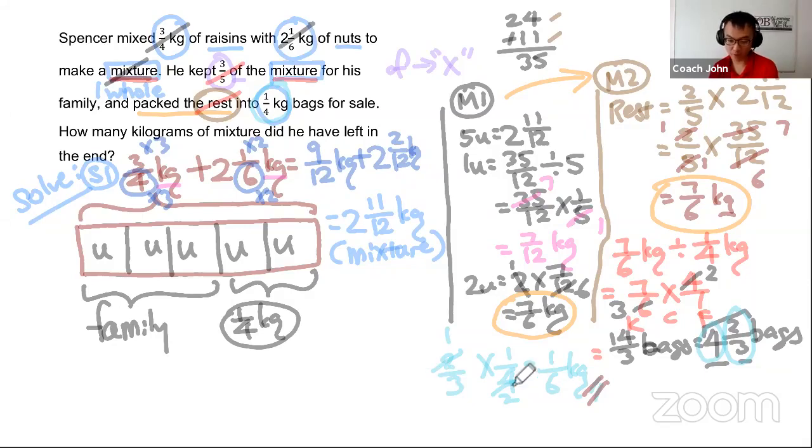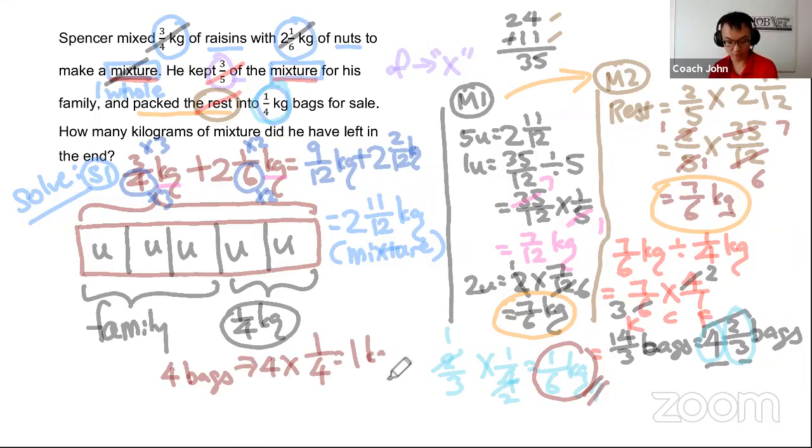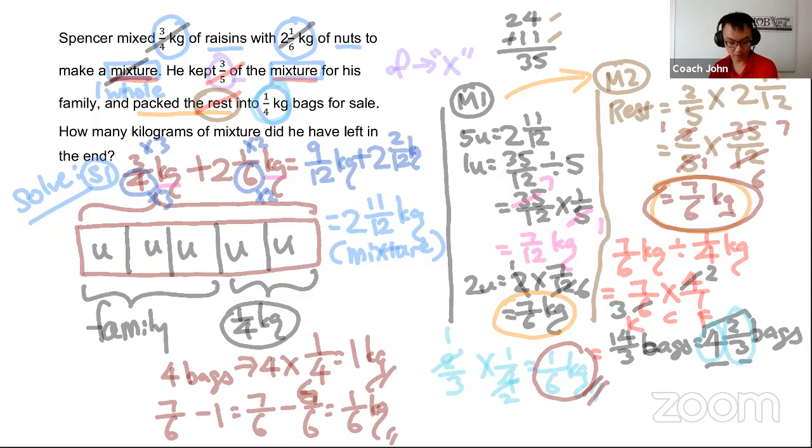Okay, if you're not convinced why this is 1/6 kg, you can actually just take, okay, I do this here because of space constraint. So 4 whole bags will be 4 times 1/4, which is 1 kg. So this is 4 bags. Then the remainder is actually this one, right? So we just take 7/6 minus 1. So it's actually 7/6 minus 6/6, which is actually 1/6 kg left. Okay, so we have this one, which is the same answer as 1/6 kg.